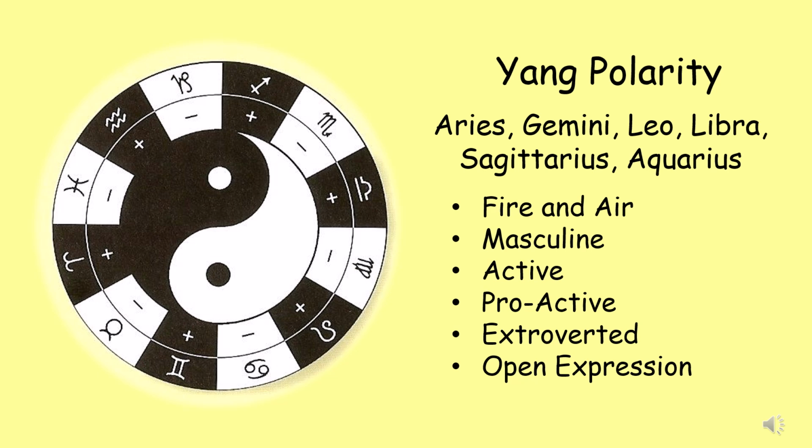The signs of the zodiac are considered to be of one of two polarities. And the first of these polarities is the Yang polarity. All of the fire and the air signs belong to this polarity. So that includes the signs of Aries, Gemini, Leo, Libra, Sagittarius, and Aquarius. These signs are considered to be the masculine signs. They are active or proactive. They are more extroverted and are more open in their expression.